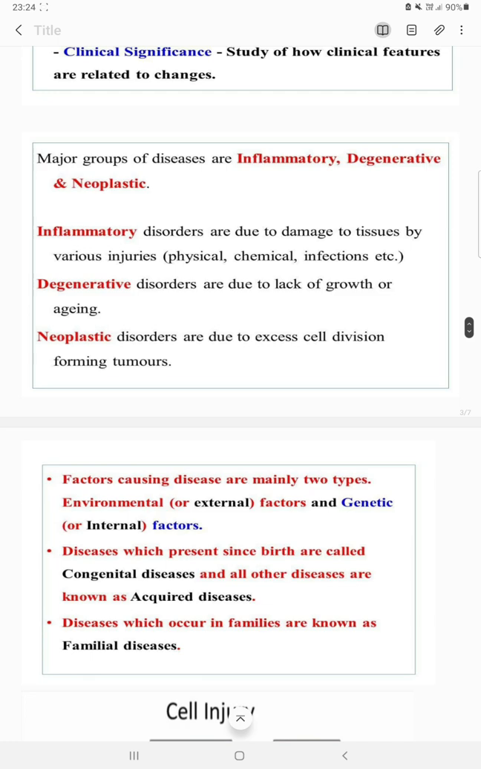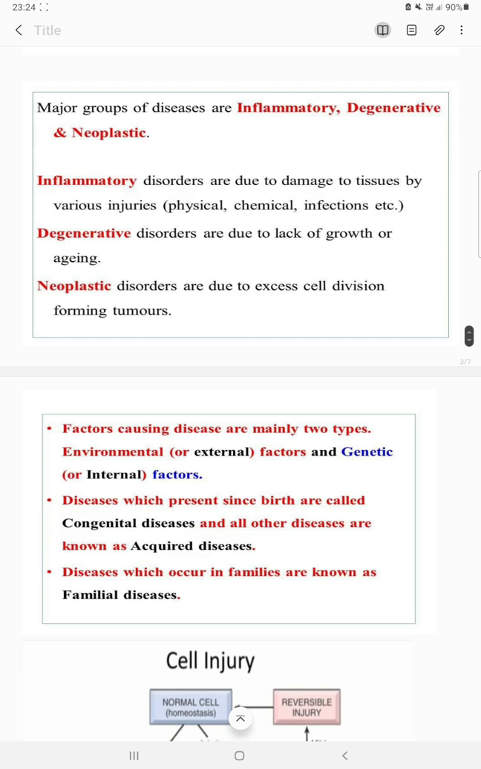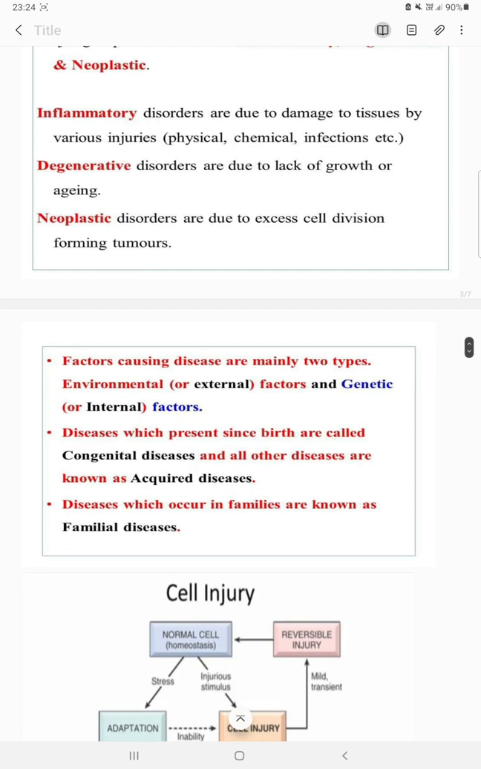The major groups of disease are inflammatory, degenerative, and neoplastic. So, what is inflammatory? Inflammatory disorders are due to damage to the tissue by various injuries like physical, chemical, and infection. Degenerative disorders are due to lack of growth or aging. Neoplastic disorders are due to excess cell division forming tumors.